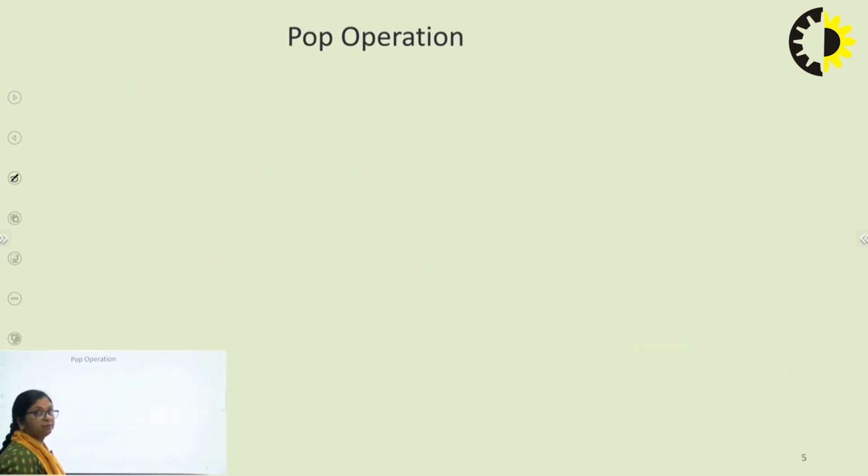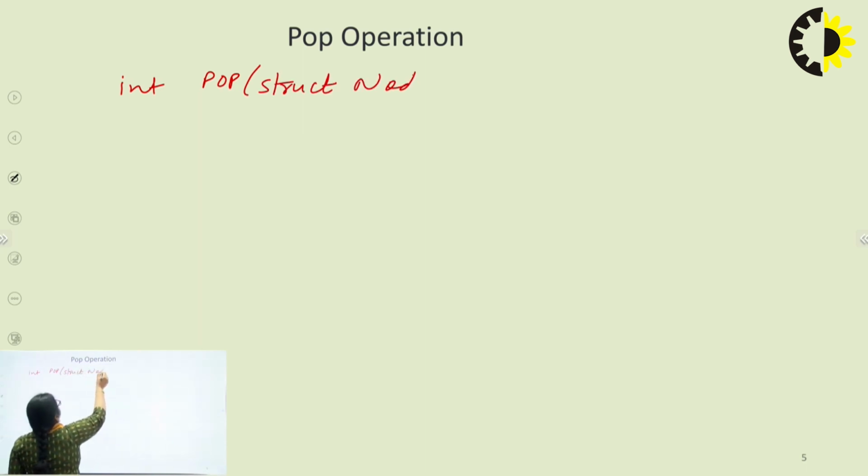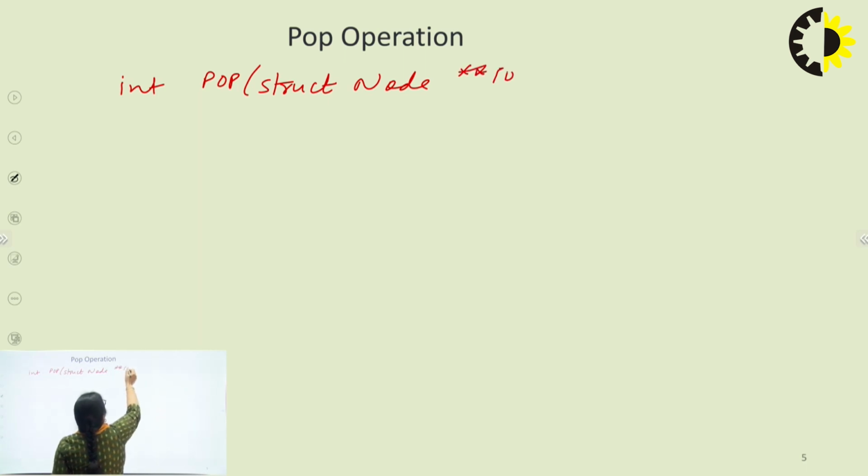Pop operation. What will pop do? It will return the value which is present at top. So what we are having as input, struct node. Again, because we will delete from top, so top will get changed. So we need to take the top address. What needs to be sent and collected here? That is the top address. Okay.